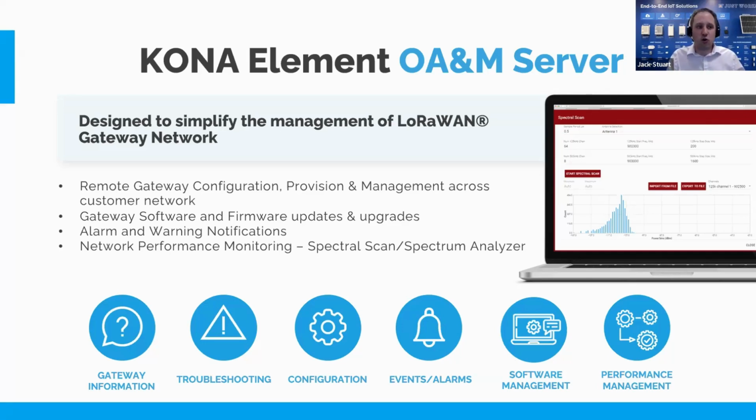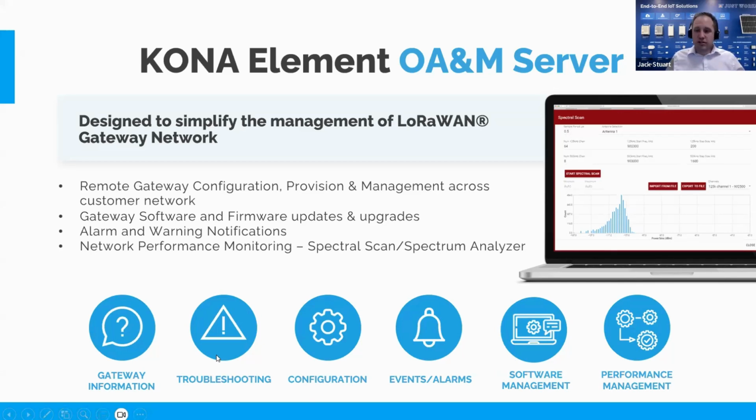And there's really no better way to showcase this than with this tool, Kona Element. Kona Element is essentially a remote gateway management tool that allows you to remotely manage, configure, provision, and monitor your gateways from literally anywhere in the world. Kona Element even includes performance indicators like spectrum analysis, spectral scans for real-time visibility into the performance of your network.